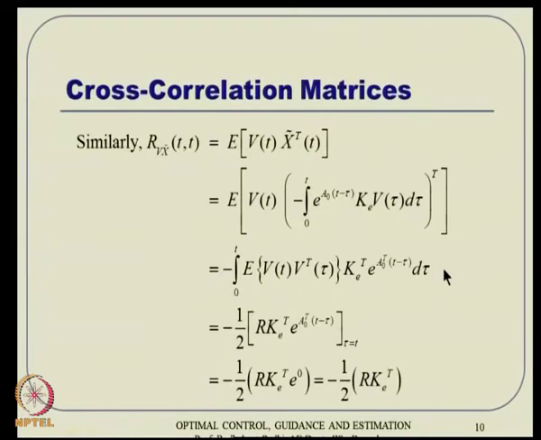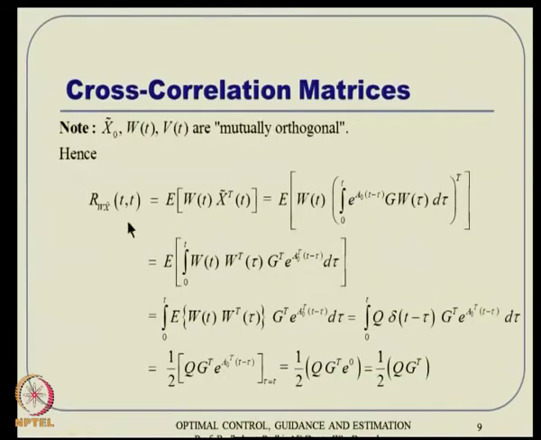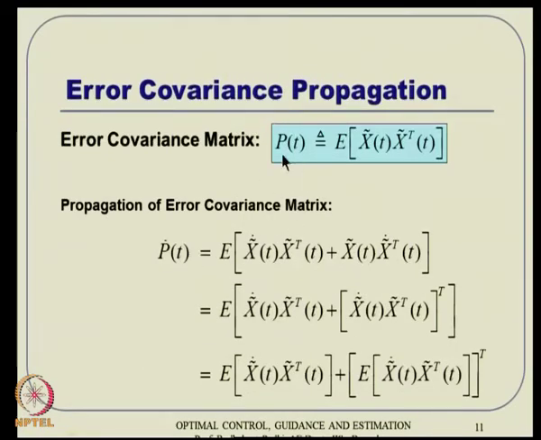All right. Why are we interested in so much analysis of these two things? Because we will soon need it in the error covariance matrix propagation and things like that. So, what is the error covariance matrix? As I told you, it is defined as the expected value of the outer product of the error x tilde and x tilde transpose.